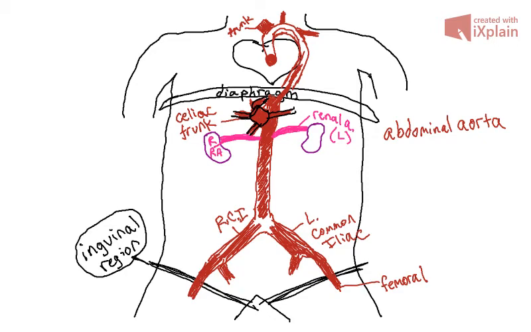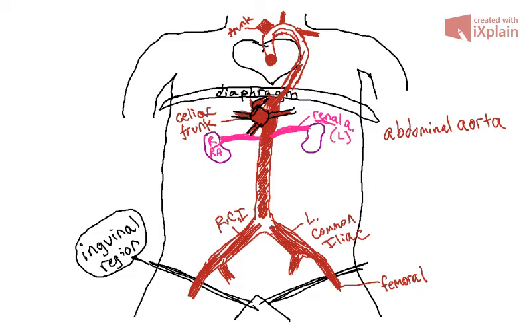This pink. The little beans are the kidneys. And so anytime you hear the word renal, I want you to think kidney, because that's what that means. So the renal arteries are just the arteries that project out from the abdominal aorta that go to the kidneys.